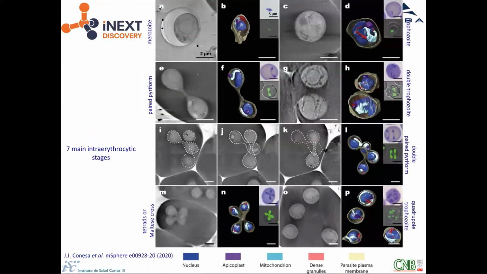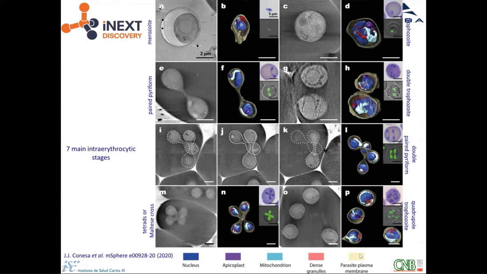So this parasite has 7 main intraerythrocytic stages, and you can find them in this figure. The merozoite is the one that is with the parasite before infecting, before entering the red blood cell. And then from the merozoite, you go to the trophozoite, double trophozoite, parapiriform, the double parapiriform, the tetramaltese cross, and the quadruple trophozoite.